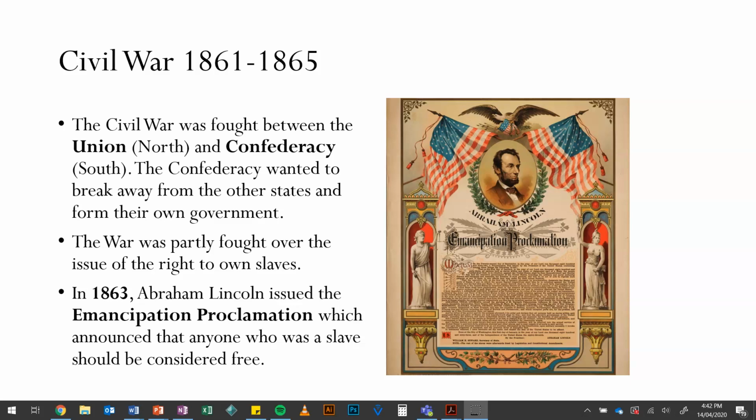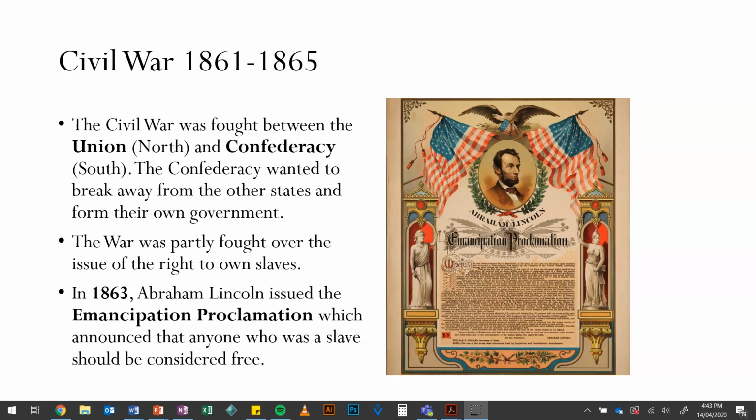In relation to what we're talking about, the Civil War was fought between the Union, which consisted of states in the North. Again, the North is more than just a geographical designation, but more of a cultural one, and the Confederacy. You may have heard things about the Confederate flag. The Confederate flag was created by the leaders of the South because they wanted to secede, or split off from the United States, and form their own government. The actual Civil War was fought partly over the issue of the right to own slaves.